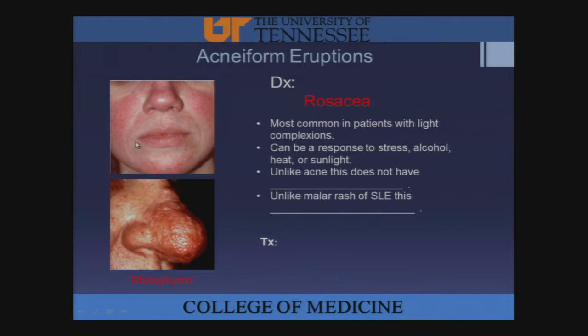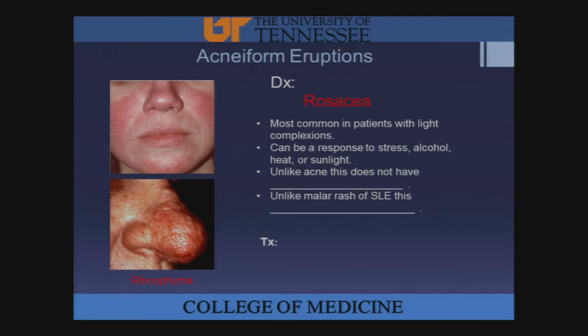So this can involve the nasolabial folds. The butterfly rash that you talk about when you're talking about malar rash usually does not involve the nasolabial folds. Nasolabial folds is this thing right here, where you see those folds. That's it. So this is common in people with light complexions of European, Irish descent. Can be in response to stress, alcohol, things like that, sunlight, photosensitive people.